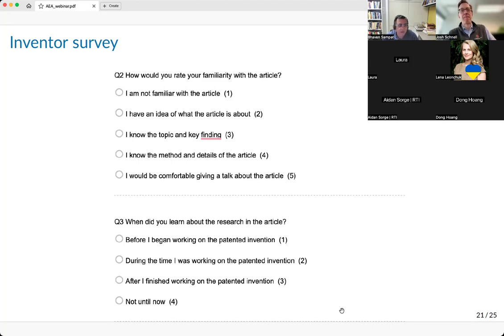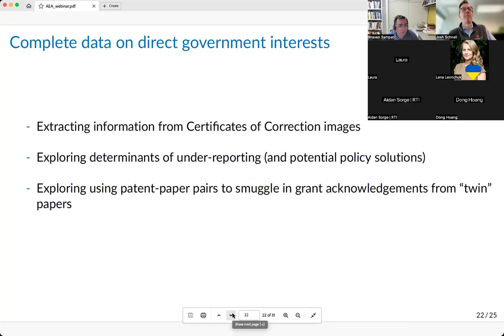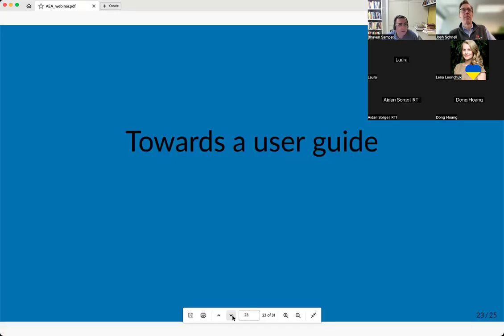Very cool. Why don't we skip to the very end here, and then we'll open it up. So I already mentioned the issue with government interest statements. I'm working on that. So, towards the user guide, next slide.